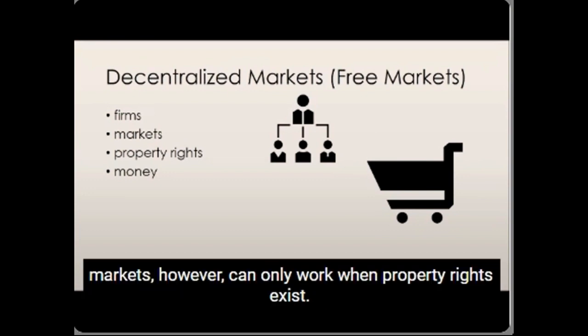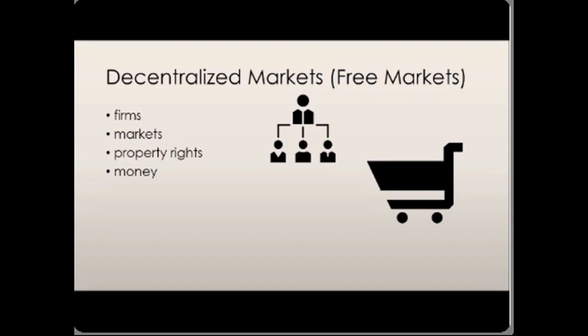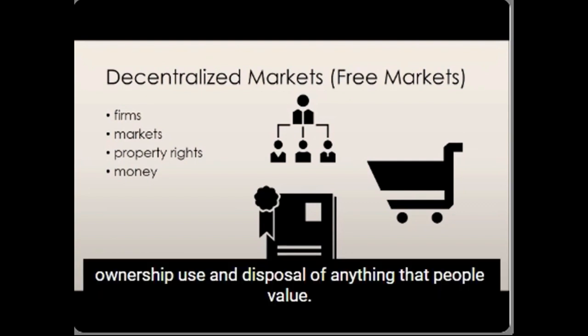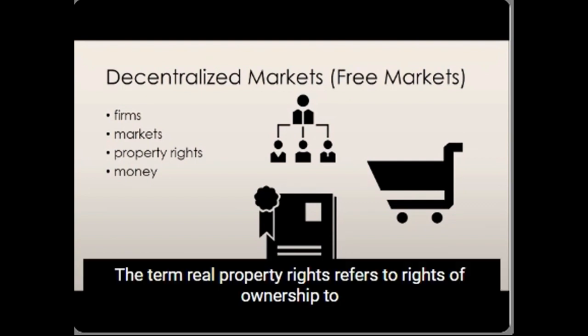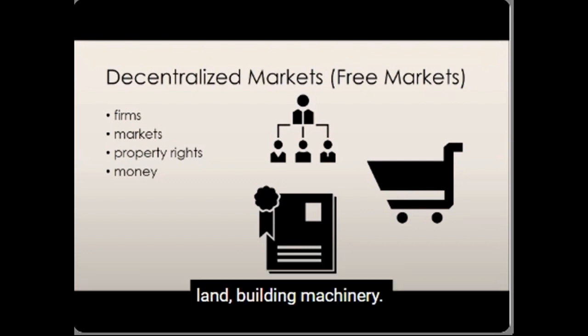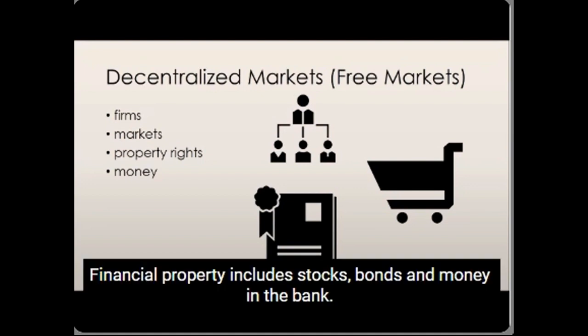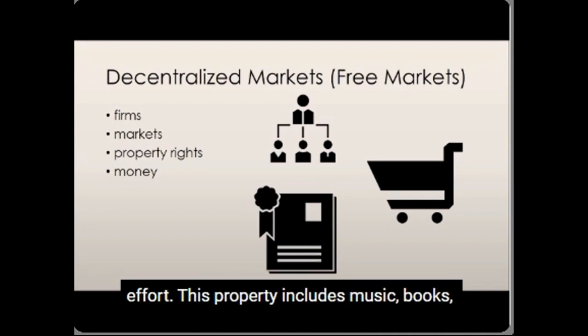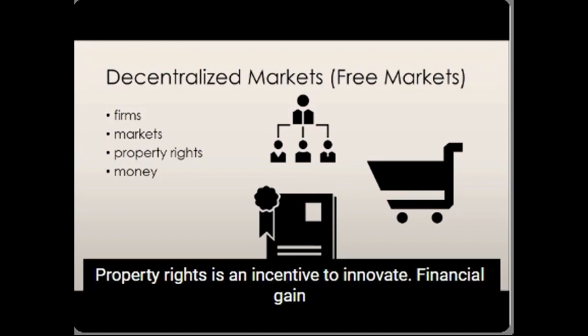Markets, however, can only work when property rights exist. Property rights are the social arrangements that govern the ownership, use, and disposal of anything that people value. The term real property rights refers to rights of ownership to land, buildings, and machinery. Financial property includes stocks, bonds, and money in the bank. Intellectual property refers to the intangible product of creative effort. This property includes music, books, inventions, etc.